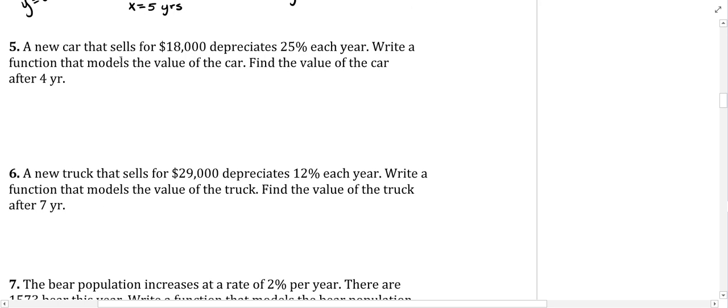A new car that sells for $18,000 depreciates 25% each year. Write a function that models the value of the car. Find the value of the car after 4 years. Depreciates means that we're going to be using 1 minus r. That one is going to be 18,000. The rate is going to be 0.25. So when they want the equation, it's just this.